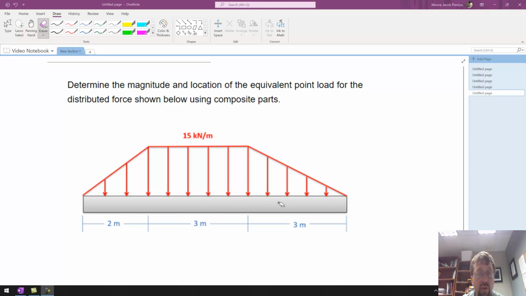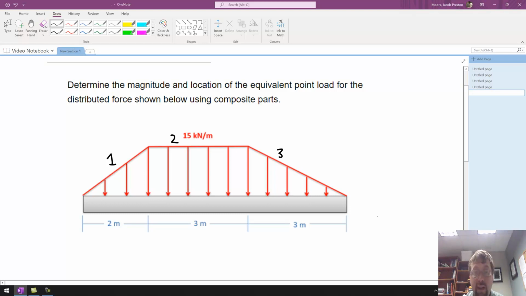The first thing we're going to need to do with the method of composite parts to solve this is break this into pieces. We've got three basic shapes. We have a triangle over here, shape 1, which is 2 meters wide and goes up to a max of 15 kilonewtons per meter. We've got a second piece right here, a rectangular section in the middle. And then finally, we've got another triangular section here at the end for the last 3 meters.